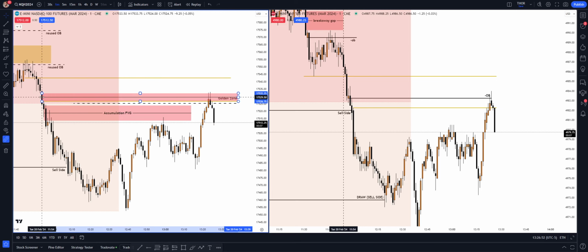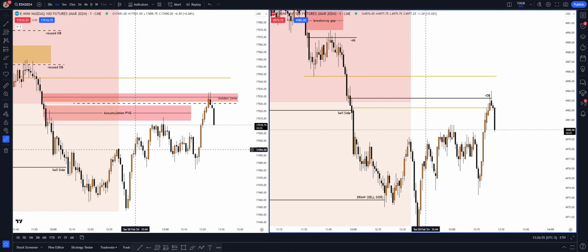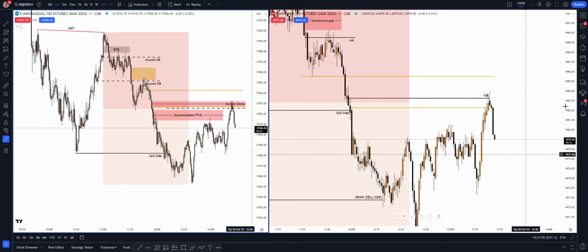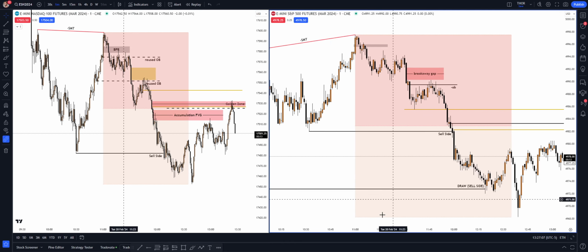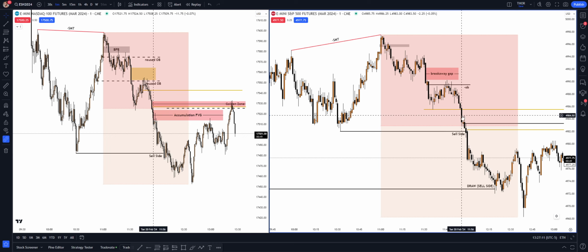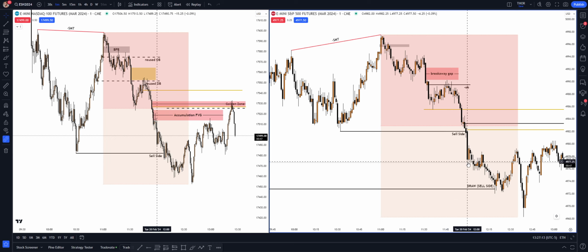That's a beautiful reaction from this fair value gap so far. Bearish SMT formed on 1 minute. Check ES 1 minute chart, 11:58 candle. Let's take a look. 11:58 candle right there.